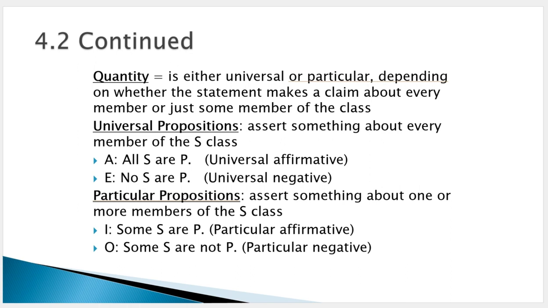Okay, so quantity, another word, quantity means it's either universal or it's particular, depending on the statement. So your universal propositions are your alls or your nos, right? The universal affirmative, which is A, and your universal negative, which is E, because there's no S. Your particulars are the sums. So your I, some S are P. That's a particular affirmative. O, some S are not P.